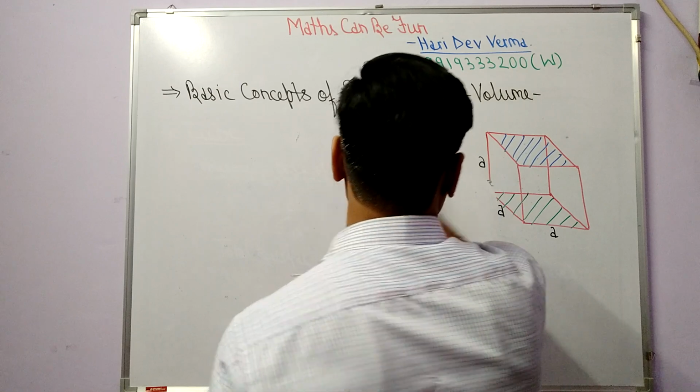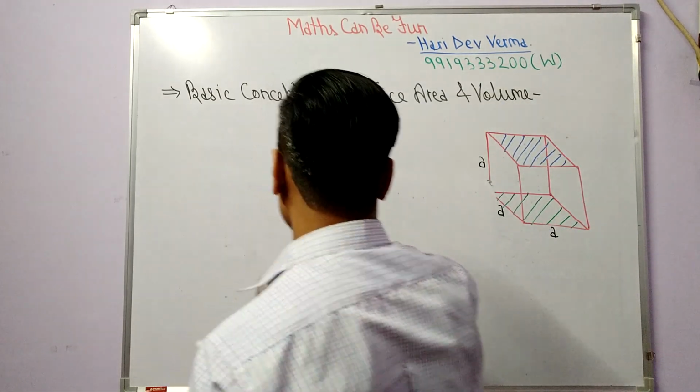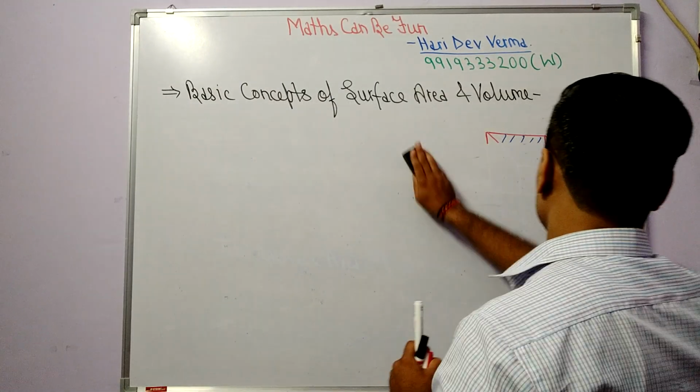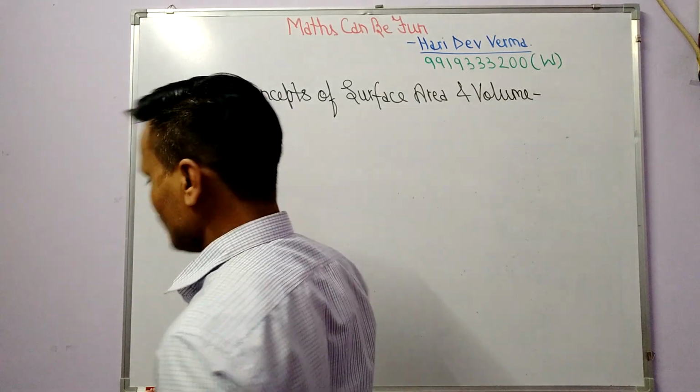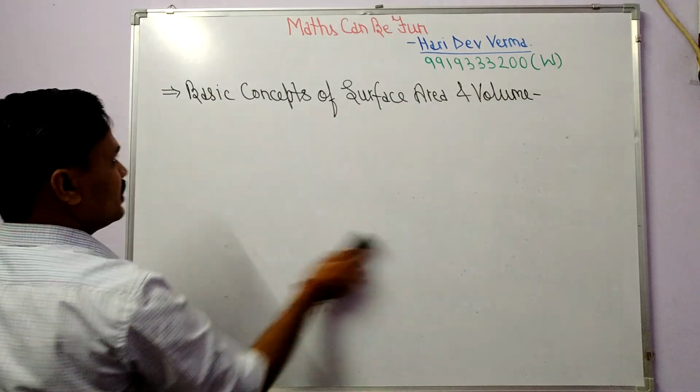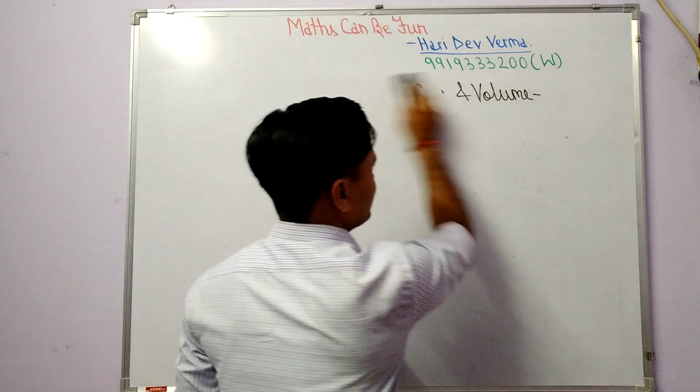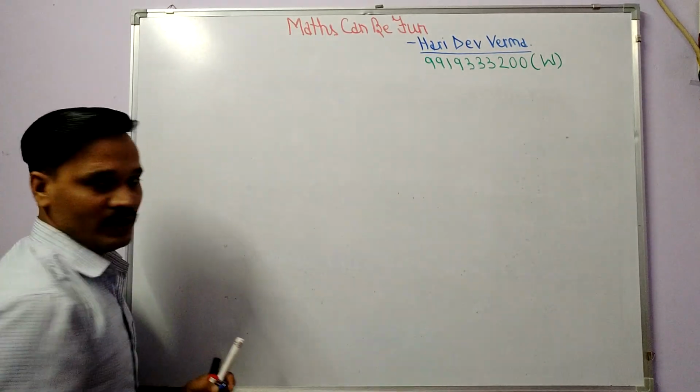So what is a cuboid? Cuboid is made up of rectangles. I'm going to rub this also, because I want some more space on the board.